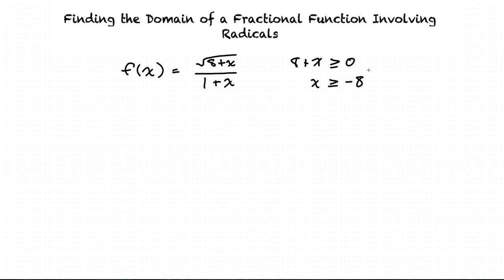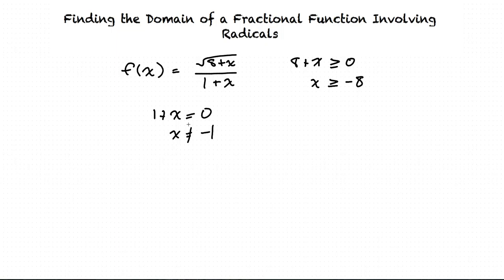Now our second step is to look at the denominator. We see 1 plus x. If the denominator is equal to 0, then it's not a real number. So we'll find where 1 plus x equals 0. We see that 1 plus x equals 0 at x equals negative 1, which means that at negative 1, the square root of 8 plus x over 1 plus x is not real. And so therefore we have to remove negative 1 from our domain.